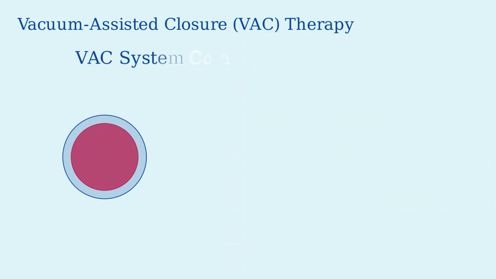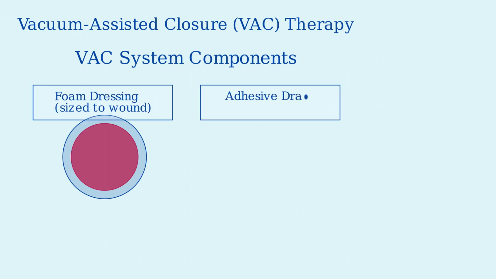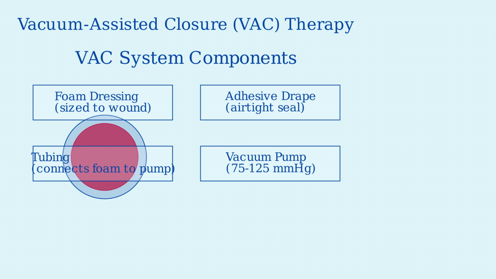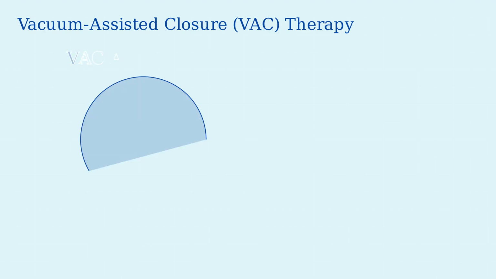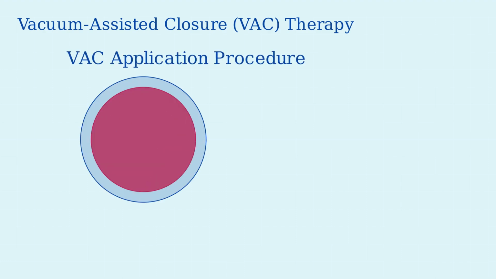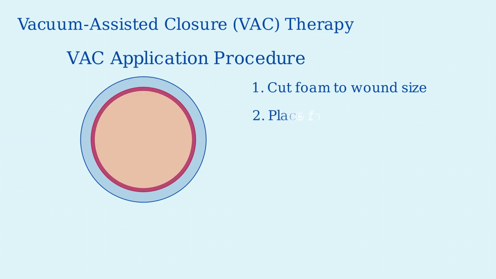The VAC system consists of four essential components: a foam dressing cut to the wound size, an adhesive drape that creates an airtight seal, tubing that connects the foam to the pump, and a vacuum pump that creates negative pressure. Let's walk through the VAC application procedure. First, cut the foam dressing to match the size and shape of the wound. Then, place the foam directly into the wound bed, ensuring it contacts all wound surfaces.